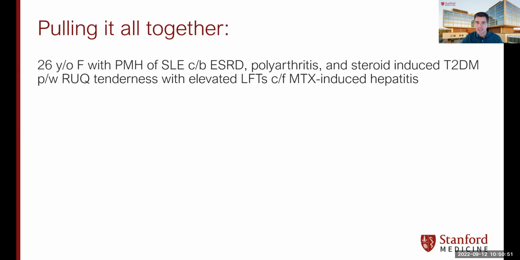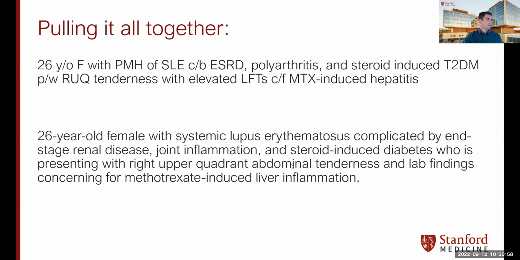So I love it. Y'all are exactly right. Oh man, yeah, y'all nailed it. So 26-year-old female with systemic lupus erythematosus, complicated by end-stage renal disease, joint inflammation, and steroid-induced diabetes, who is presenting with right upper quadrant abdominal tenderness and lab findings concerning for methotrexate-induced liver inflammation. As much as possible, trying to get this in accessible language is really important to be able to disseminate this information broadly, not just to providers, but to patients and everybody else.